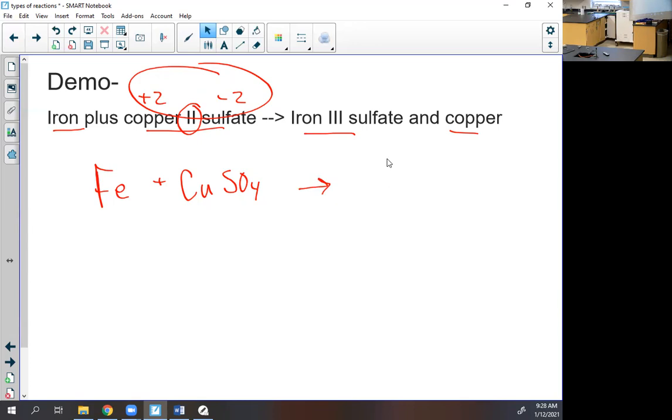All right, iron 3 sulfate, and like I said, this is a lie, but we're going to pretend it's true. Iron 3, that'd be a +3. This is a -2. So Fe2(SO4)3 plus copper is all by itself. Okay, will you try and balance that?